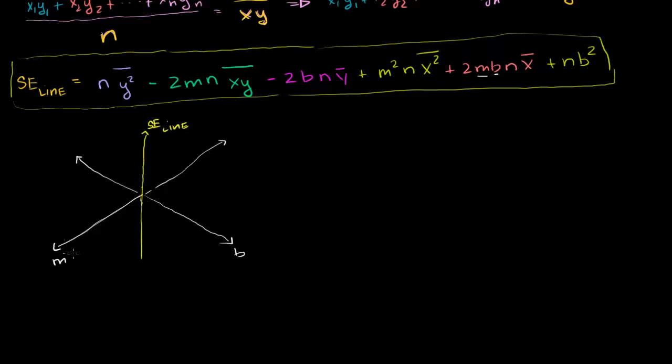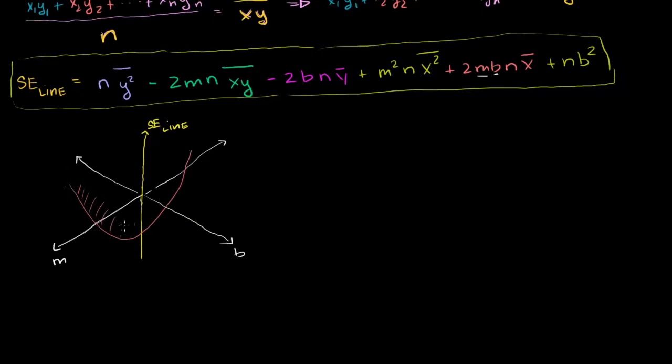So for any combination of m and b, if you're in the mb plane, you pick some combination of m and b, you put it into this expression for the squared error of the line, it'll give you a point. And if you do it for all of the combinations of m's and b's, you're going to get a surface. It's going to look something like this. I'm going to try my best to draw it.